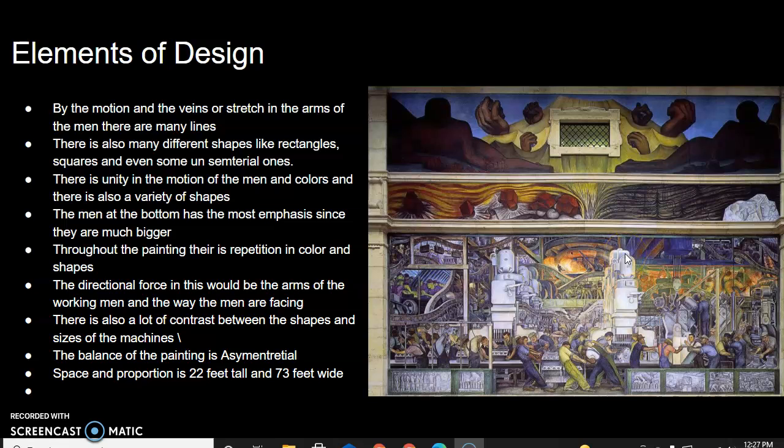Also, the directional force in this would be the arms of the working man and the way the men are facing. There's also a lot of contrast between the shapes and the size of machines. The balance of this painting is asymmetrical, and the space and proportion of it is 22 feet tall and 73 feet wide.